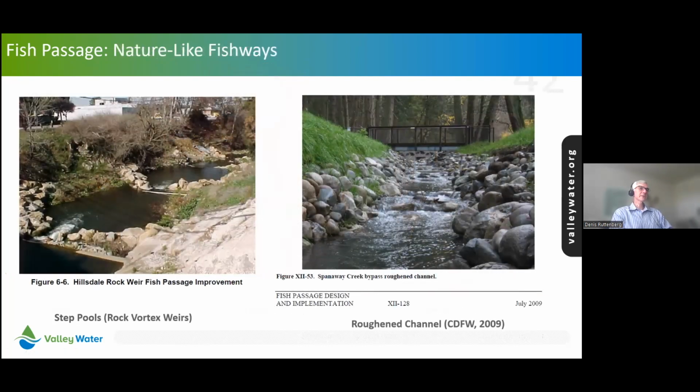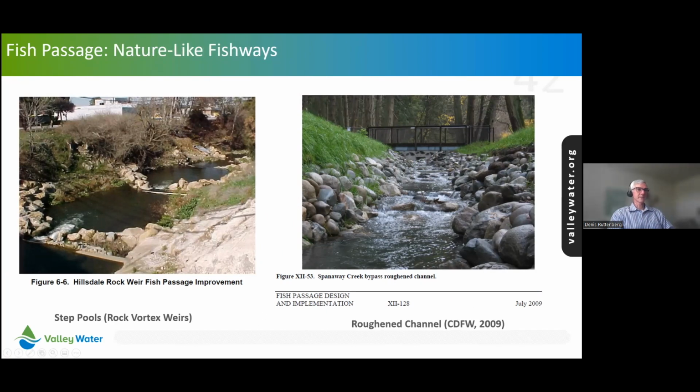You can also do a natural restoration. You can do a rock weir fish passage, and I'm sure Valley Water has done a number of these. I'm new, I've only been here 2 years. You can also do a roughened channel. If you have a long reach, you can do a roughened channel with a lot of features without a distinct drop.